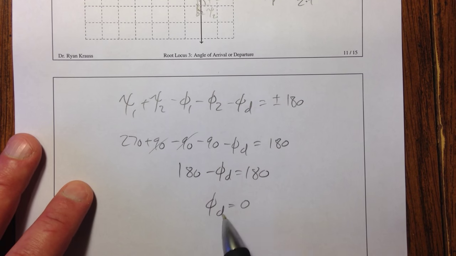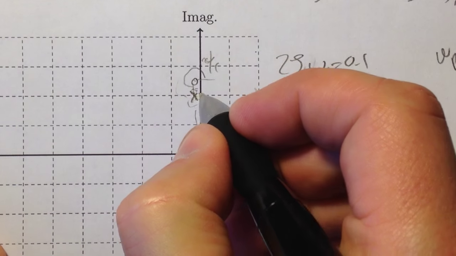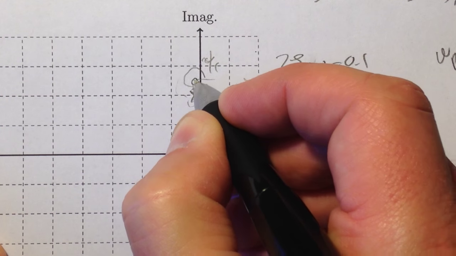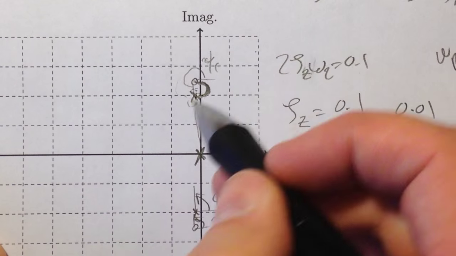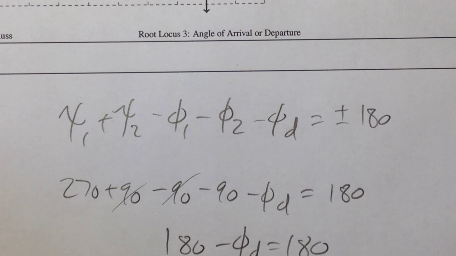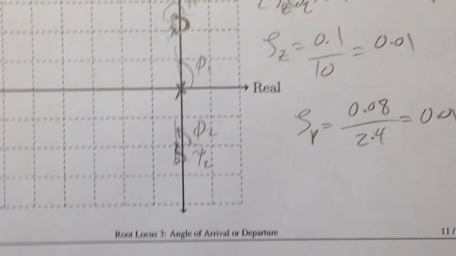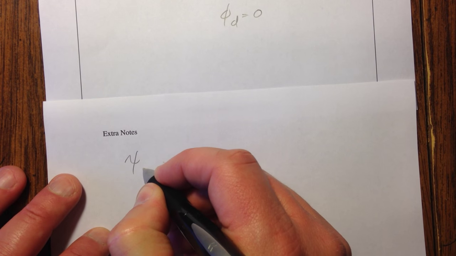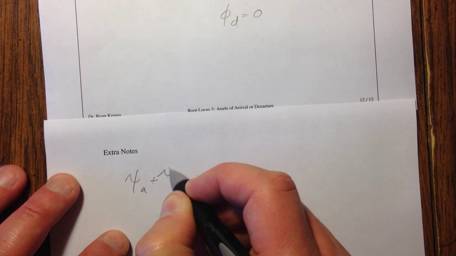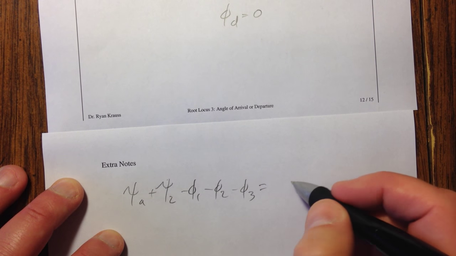So the dangerous part about that is to recognize that when we're talking about the departure angle from this pole, what we mean is that this thing is heading off this way. And it'll turn out we could also solve for the arrival angle of that zero, and it would also be 0. Let's prove that really quick as an example. So if I decided that this psi 1 was now the psi a that I'm going to solve for, then we would say psi a plus psi 2 minus phi 1 minus phi 2 minus phi 3 is equal to 180.